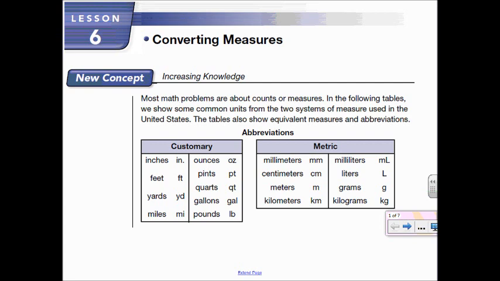So the two different sets of units that we use in the United States are customary, or sometimes I'll call them British units. And those are inches, feet, yards, miles, ounces, pints, quarts, gallons, pounds. And there's obviously more than that, but what we'll be using today: millimeters, centimeters, meters, kilometers. Those all go with the metric system, and then milliliters, liters, grams, and kilograms. So metric and customary are two different sets.